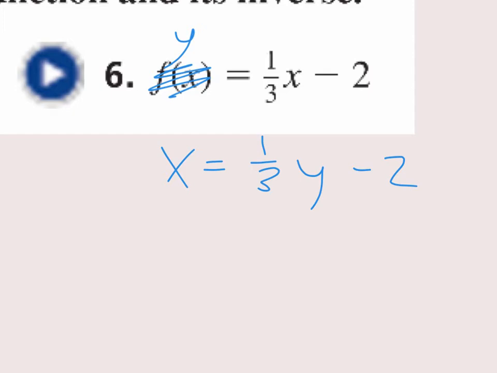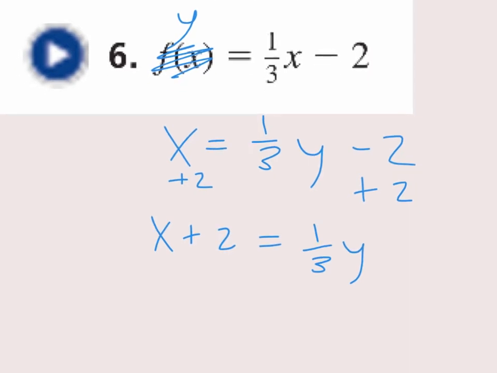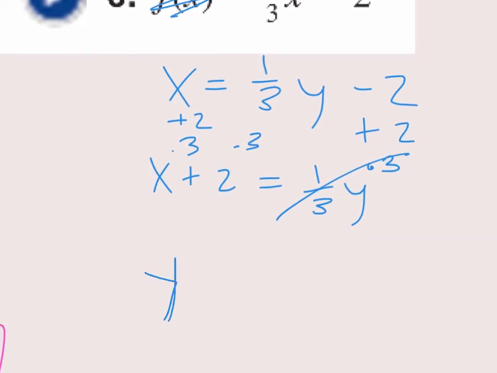We need to get y by itself, so what should we do? Add 2. So we have x plus 2 is equal to 1/3 y. What do we do next? Divide by 1/3, but what's the same thing as dividing by 1/3? Multiply by 3. So I'm just going to multiply everything by 3. So this cancels. I have y is equal to 3x plus 6. Y is all by itself, so this is our inverse.